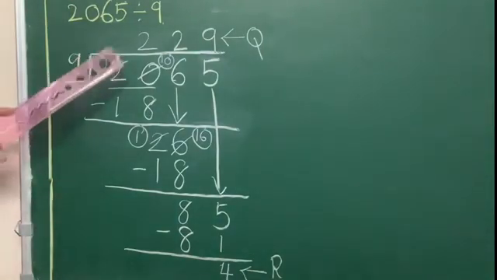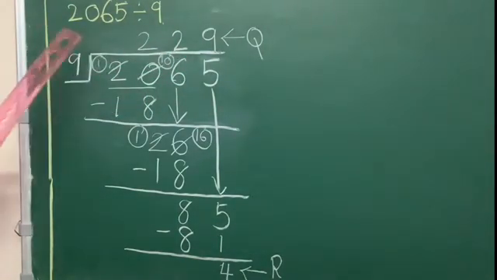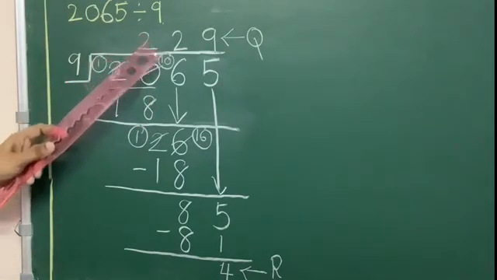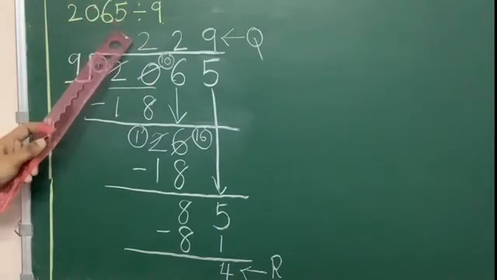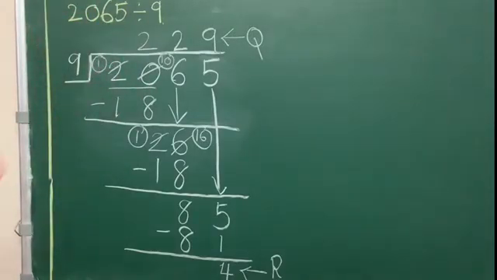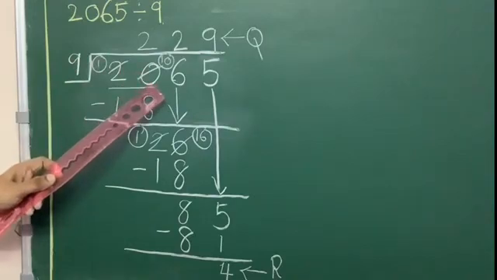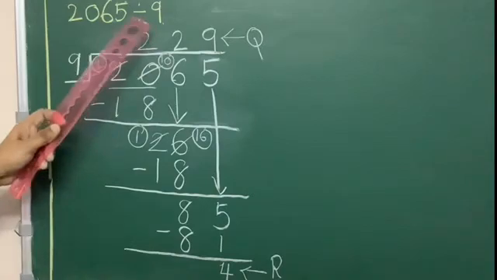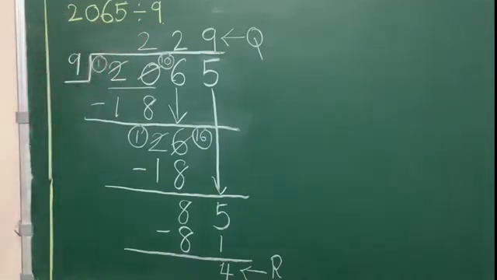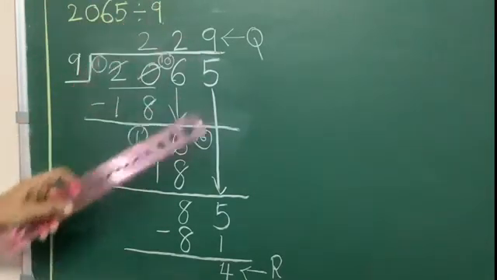But here one important thing you have to remember: if you are taking 2 digits at a time, the quotient you should start from just above the second digit. You should not write above the first digit. Is it clear? Because here you are taking hundreds place also. So 20 you are taking, you are not taking 2. Is it clear, children? So this is the way you have to do.